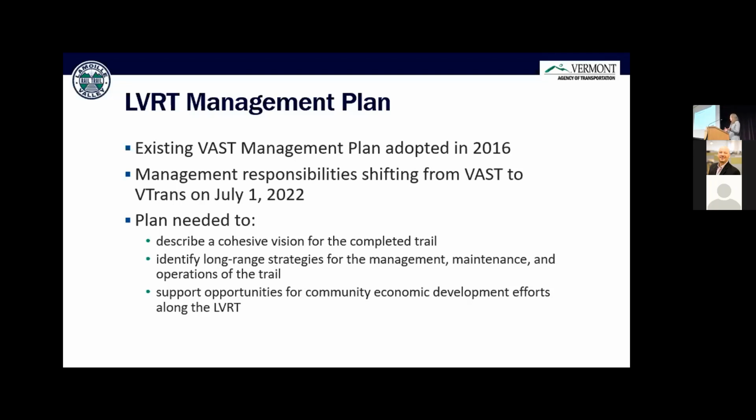But with the shift of management responsibilities from VAST to VTrans on July 1st of this year, we really need to set a new plan that's a little less focused on the completion of the corridor and construction, and more focused on the longevity of this trail and those pieces that we were talking about before: the management, the maintenance and operations, and those critical community connections. The plan is needed to describe a cohesive vision, and we will be talking about this in a little bit, hopefully getting ideas from you all on what the vision is for this corridor. Identifying those long-range strategies for management, maintenance, and operations of the trail, and supporting those opportunities for community connections and leveraging those economic opportunities.